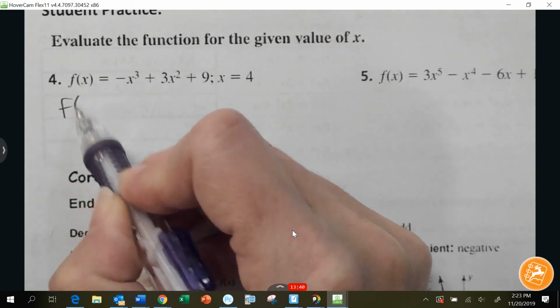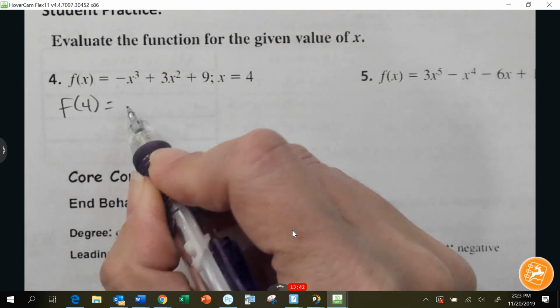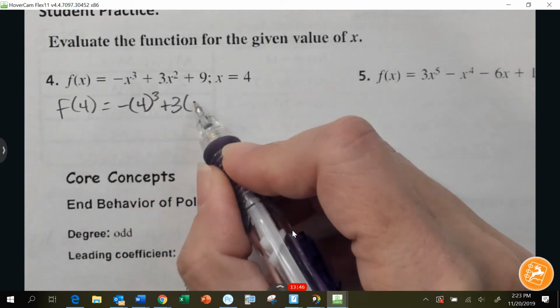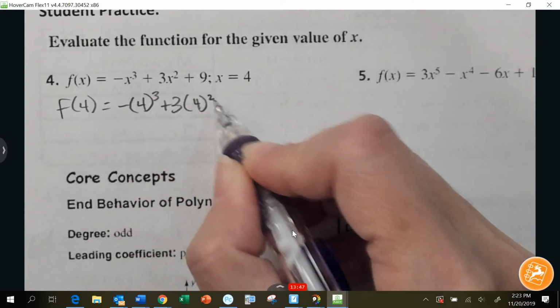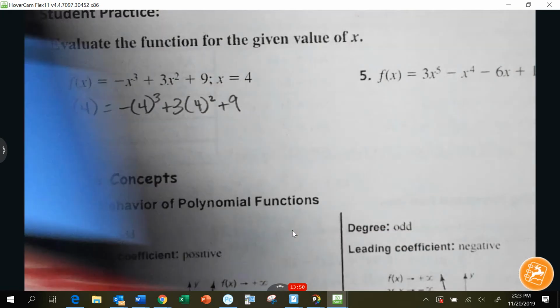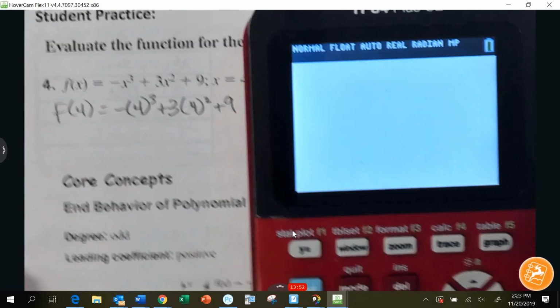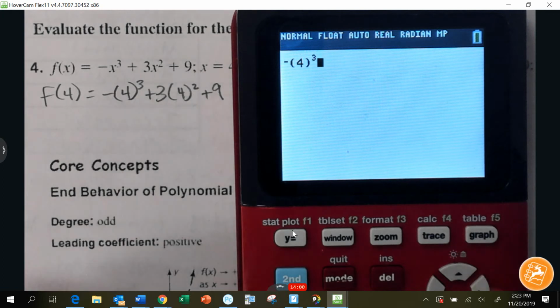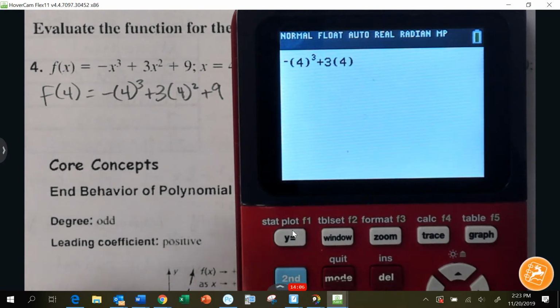So this one, f of 4, is negative 4 to the cube plus 3 times 4 squared plus 9. I'll show you if I type it in my calculator correctly. This is the one where I walked around and a lot of you didn't have all the same answers. So I'm going to type it in my calculator and show you how if you type it in right. It is a trinomial.